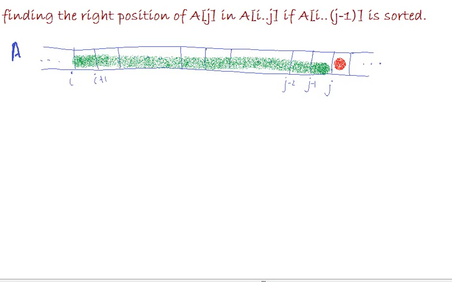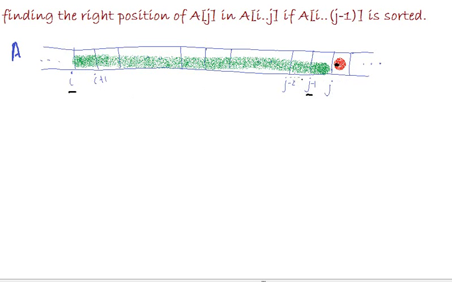We are dealing with finding the right position of A[j] in A[i to j], a subarray of A, given that A[i to j-1] is already sorted. We can see green color sprinkled over the sorted part of A[i to j], that is A[i to j-1]. We are worried about the red one, that is A[j].